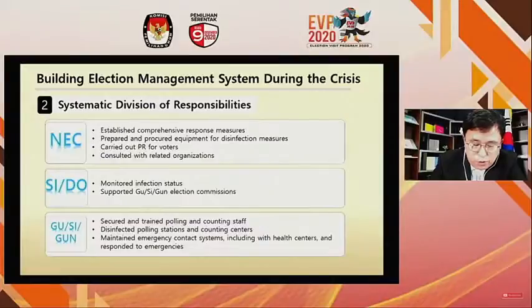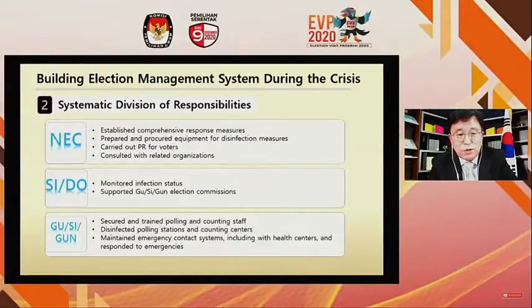The EMB in Korea has four-tier organizational structure, as I showed before, and we divided our responsibility for election management by each level of commissions. The NEC made the policy of the comprehensive COVID-19 response measure, procured disinfection equipment, and carried out voter education while closely collaborating with related government organizations. 17 provincial election commissions monitored the infection status and supported Gu-si-gun election commissions in their competent region. 249 Gu-si-gun election commissions secured and trained polling and counting staffs. They secured the voting and counting place in close cooperation with Eup-myeon-dong community centers in their competent areas. Next, please.